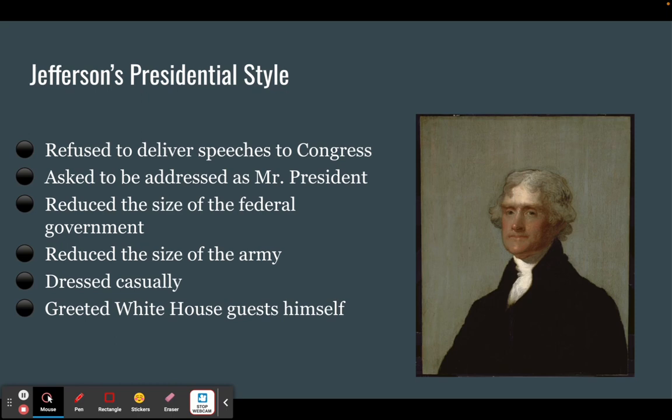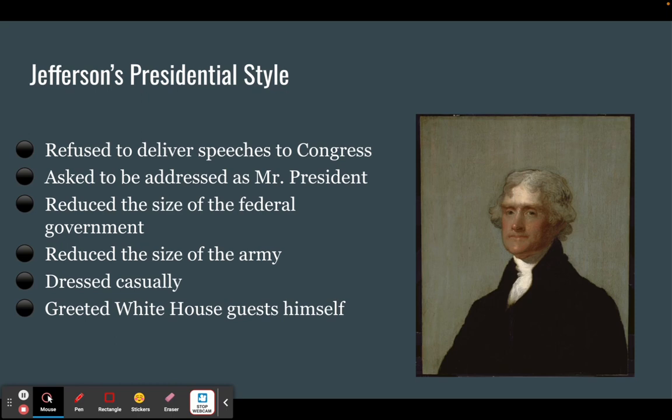So Jefferson kind of dials back Adams' style. He's a lot more casual. He really believed in the idea of separation of power. So he did not give speeches to Congress. He allowed Congress to operate on their own. Just like George Washington, he wanted to be addressed as Mr. President. And even though he believed in the government being strong at the national level or the federal level, he worked to reduce the size of the federal government. He reduces the size of the army.